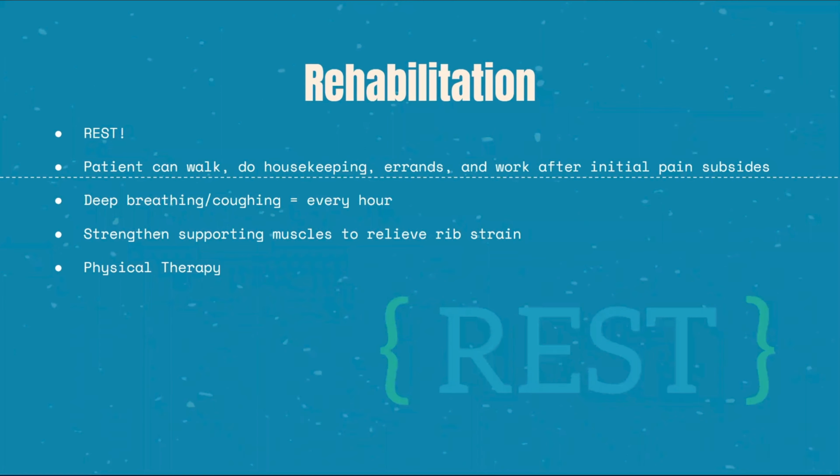The most important rehab for a rib fracture is rest. After the pain begins to go down, the patient is free to walk, do housekeeping, or run errands. Deep breathing exercises and coughing should be performed once per hour. After pain begins to diminish, the patient should focus on strengthening supporting muscles of the arms and torso to relieve rib strain. If necessary, physical therapy can be provided for older or weaker patients to help with normal daily activities.